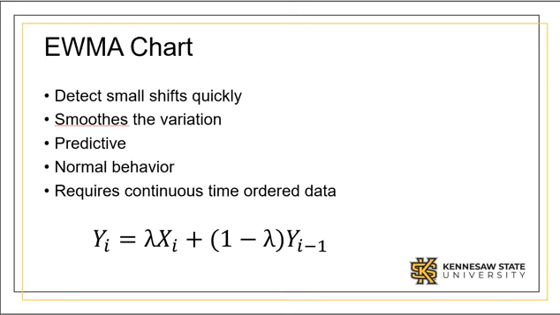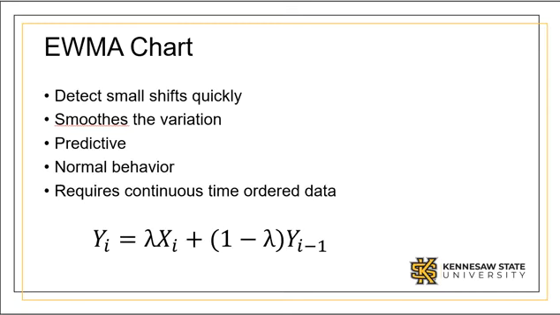EWMA can detect small shifts quickly. It smooths variation and can predict the next value in an unstable environment. EWMA works best with normally behaved data, but it is very robust when normality is violated. It requires continuous, time-ordered data.